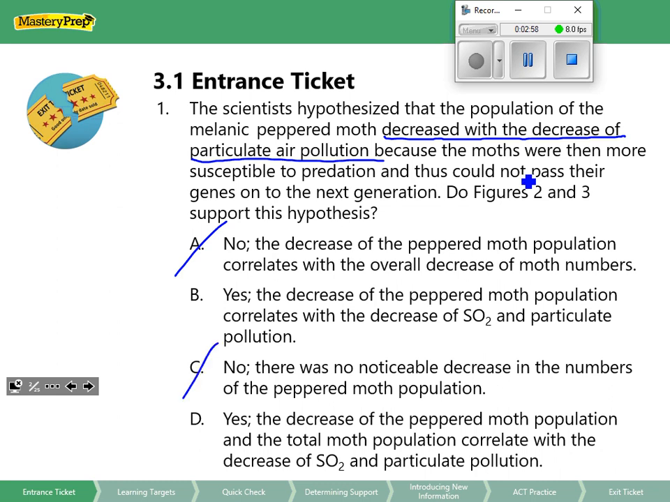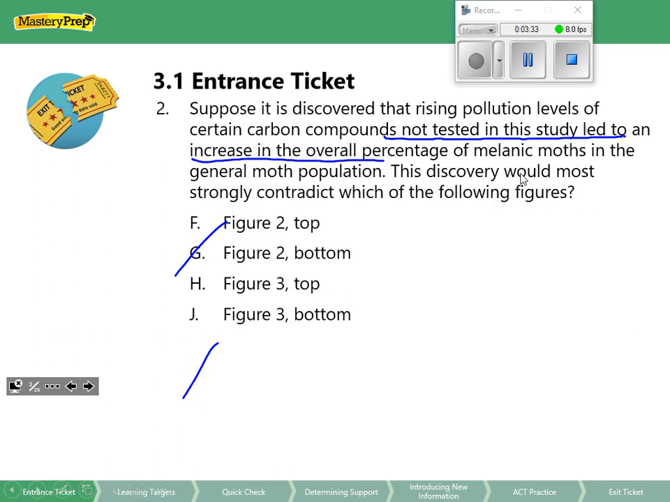Well, that ain't it. Yes, the decrease of the peppered moth population and the total moth populations correlates with the decrease of SO2 and particulate population. Well, the number of the total moths, was that constantly decreasing? No, so the only one that it could be is B. So B is the correct answer. And that's it. And really, what were we doing? We were looking at the figures and what was given to us and seeing which one does it support. What data do we have that supports it? So B is the one that works.